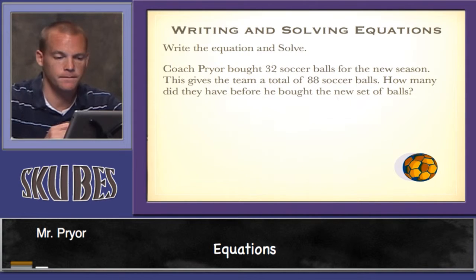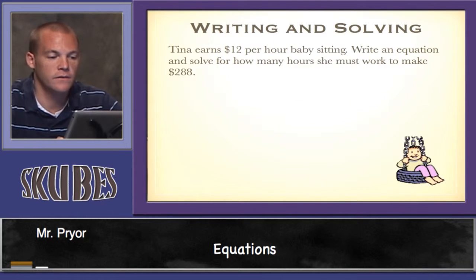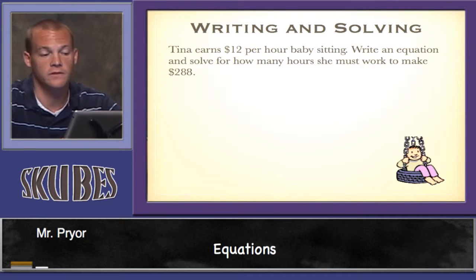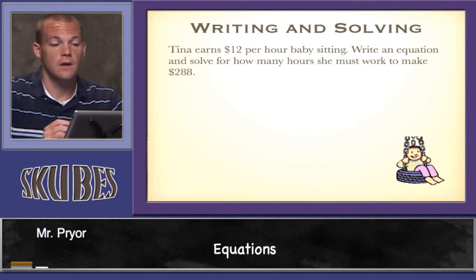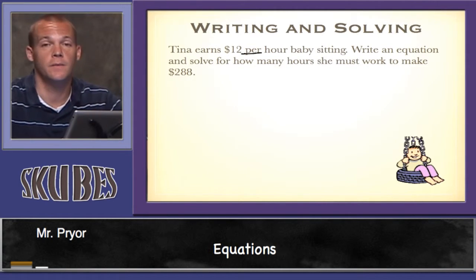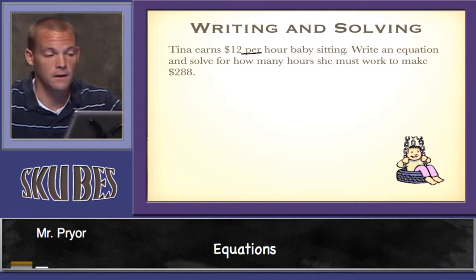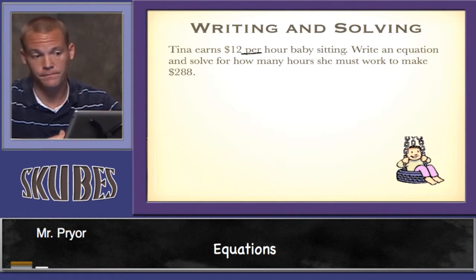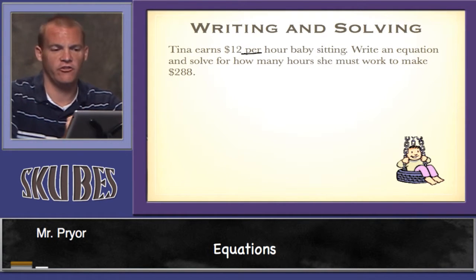All right, the next one. Tina earns $12 per hour babysitting. Write an equation and solve for how many hours she must work to make $288. Well, in this case, one of the key terms here is per. That's a word that we typically will use for multiplication. So we're going to set up our equation in terms of that multiplication.